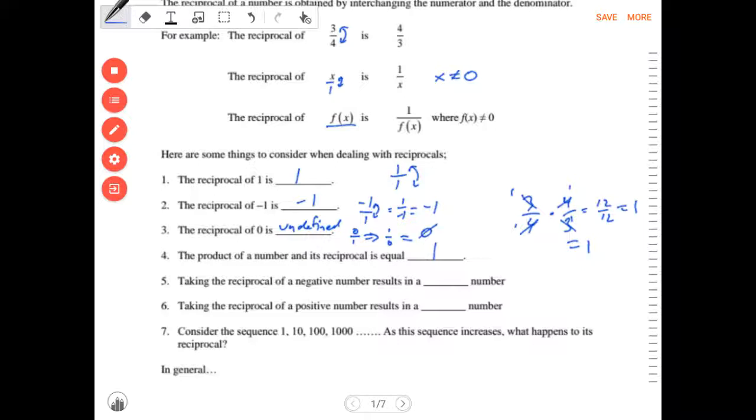Taking the reciprocal of a negative number results in what kind of number? If we go negative 3 divided by 1, and take the reciprocal of that, that's going to be 1 over negative 3. We usually don't leave the negative on the bottom. We write it out in front or on top, so negative 1/3. So if I take the reciprocal of a negative number, I'm going to end up with a negative number. If I take the reciprocal of a positive number, I'm going to get another positive number.